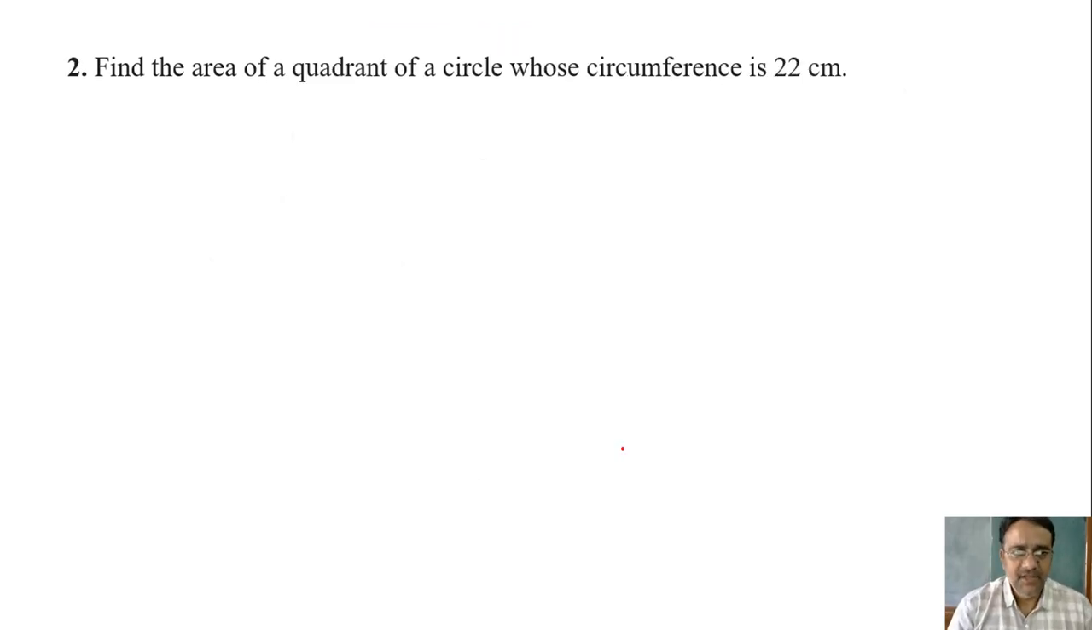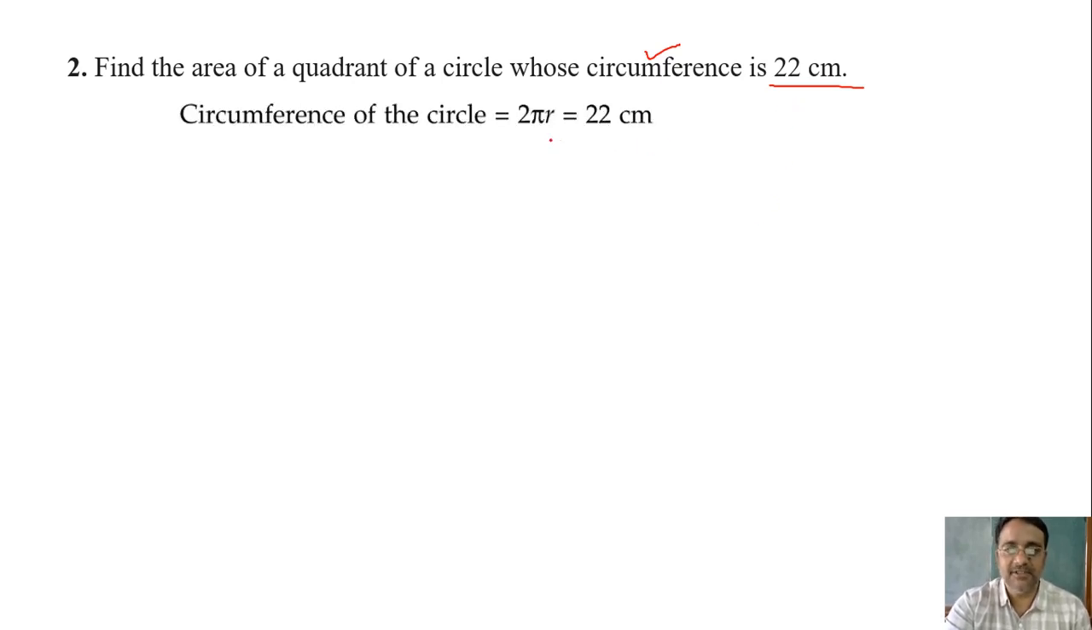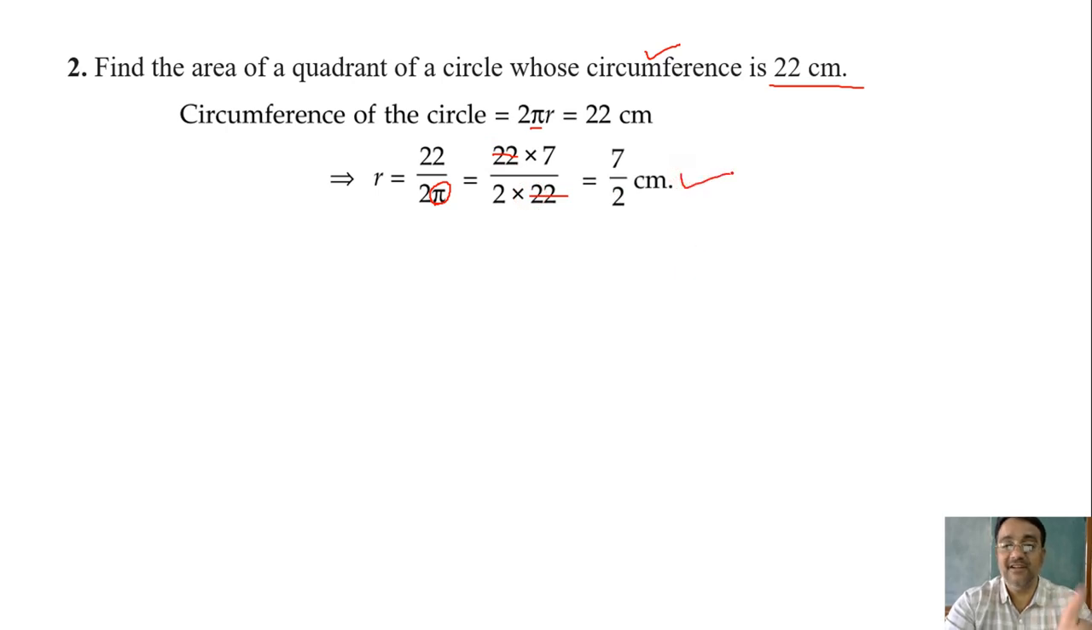No, sir. Okay, so now second question, find the area of a quadrant of a circle whose circumference is 22 centimeter. So to find the area of the quadrant we should know about the radius. So from the circumference, what will we do first? We will find the radius. So what is the formula of circumference? 2 pi r. Right, very good. 2 pi r is equal to 22 centimeter. Now substitute the value of pi. We can write r as 22 upon 2 pi. Now substitute the value of pi, 22 by 7. Okay, this 22 cancels, and we'll get 7 by 2 centimeter. So this is the radius.